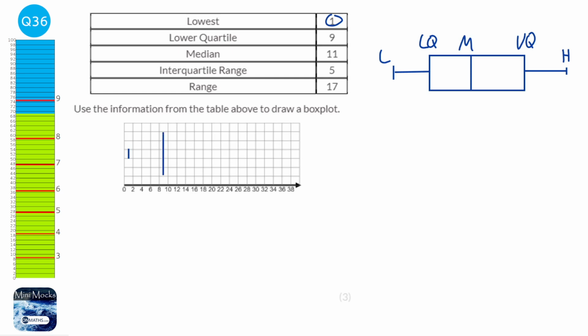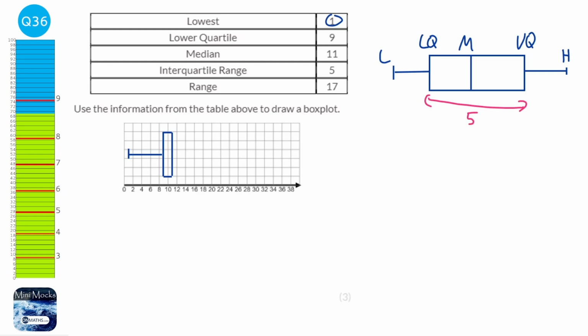So we're just going to start a box there. We're just going to connect these up. There we go. And our median is 11, so we're just going to show that. Quite a thin box plot so far. Now it says the interquartile range is 5. Now the interquartile range is the distance here. So that's 5. So it's going to be 5 more than the lower quartile.